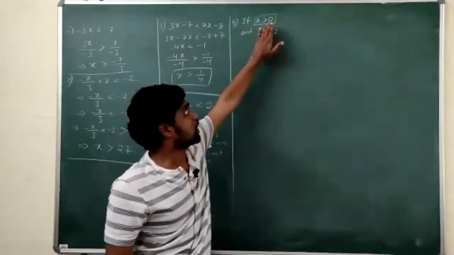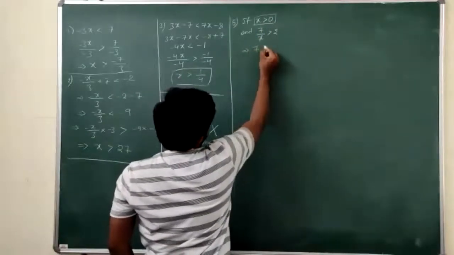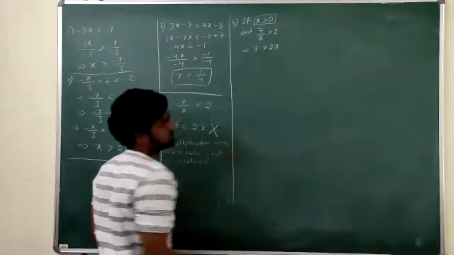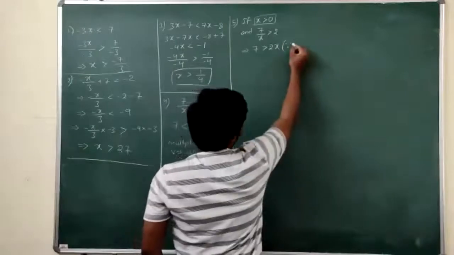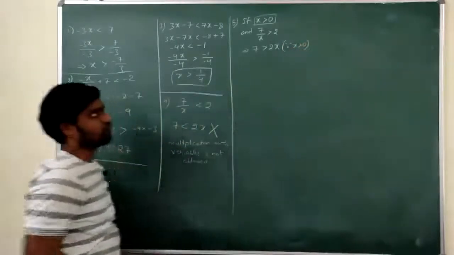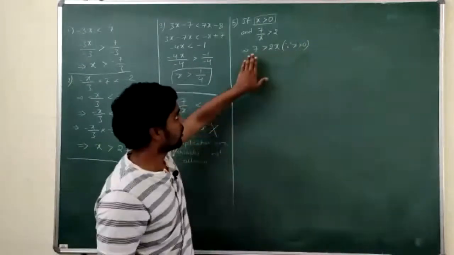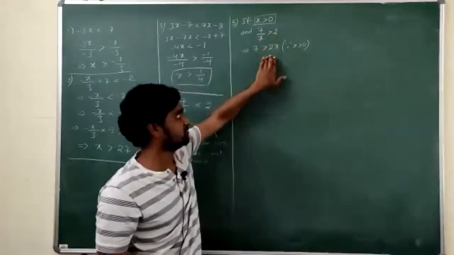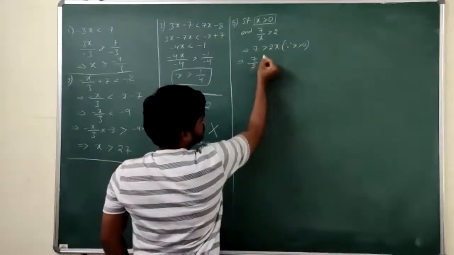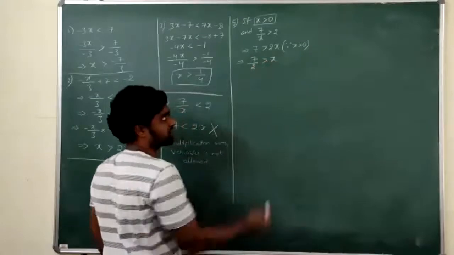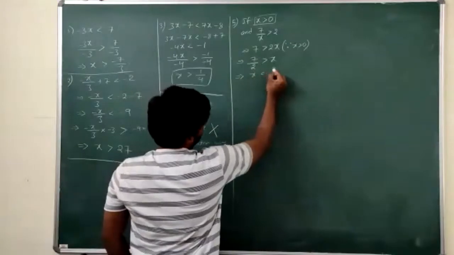Now that it is clear x is positive, I can multiply with x on both sides. See, 7 is greater than 2x. What is the reason? X is positive, so it has a positive sign. After multiplying with x on both sides, the inequality remains the same as it is a positive quantity. Now 7 by 2 is greater than x. Now see this, x is less than 7 by 2.